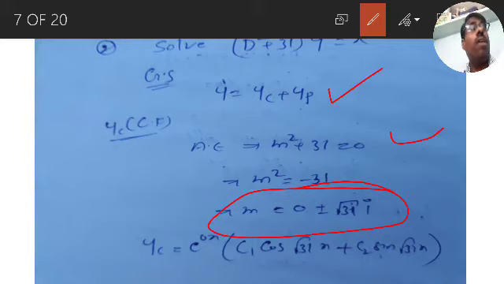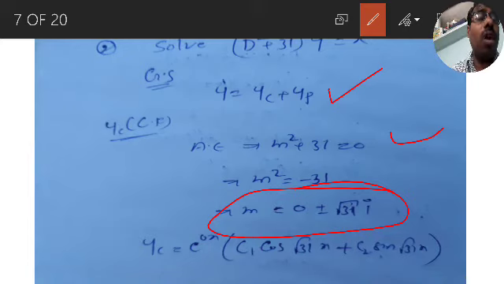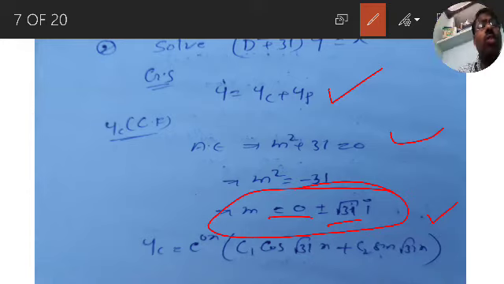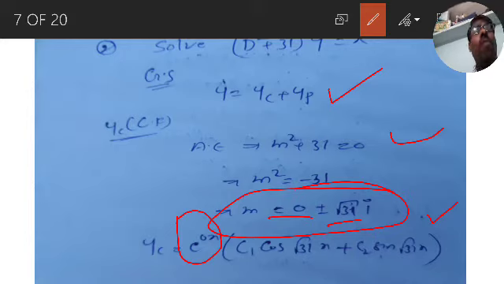What is yc? What is the general solution of the corresponding homogeneous differential equation? Yc is e power of alpha x into c1 cos beta x plus c2 sin beta x. In place of alpha you have 0 and in place of beta you have root 31. Therefore yc is e power of 0x into c1 cos root 31x plus c2 sin root 31x. But e power of 0x is e power of 0, and e power of 0 means 1. Therefore yc is c1 cos root 31x plus c2 sin root 31x. So we got yc.